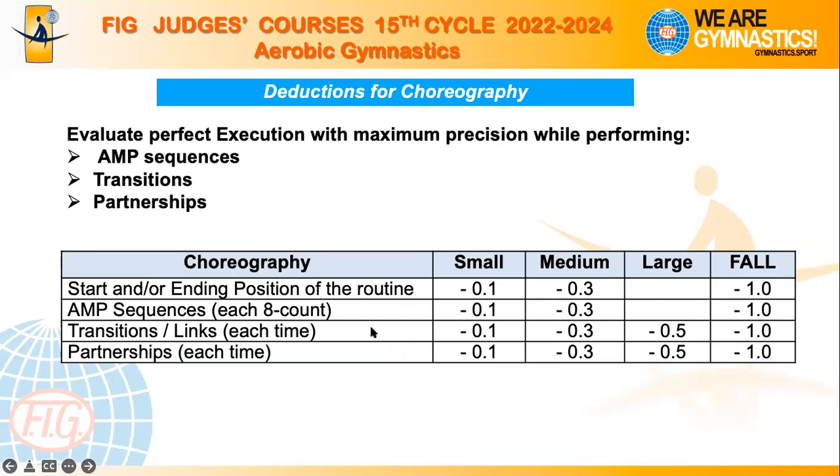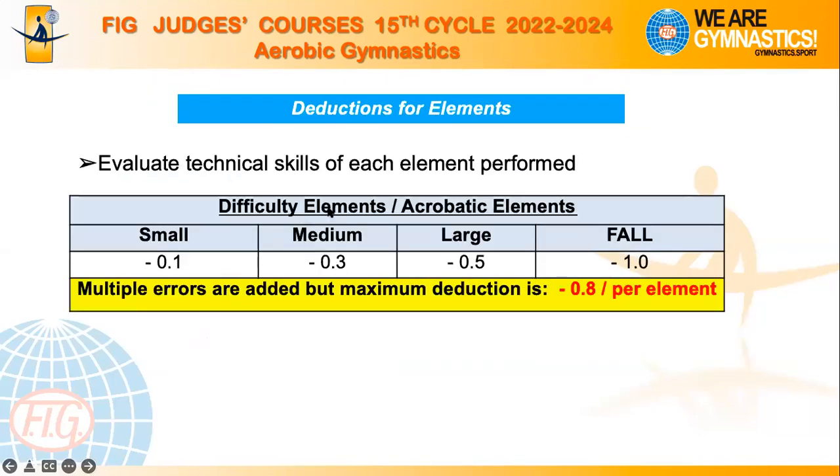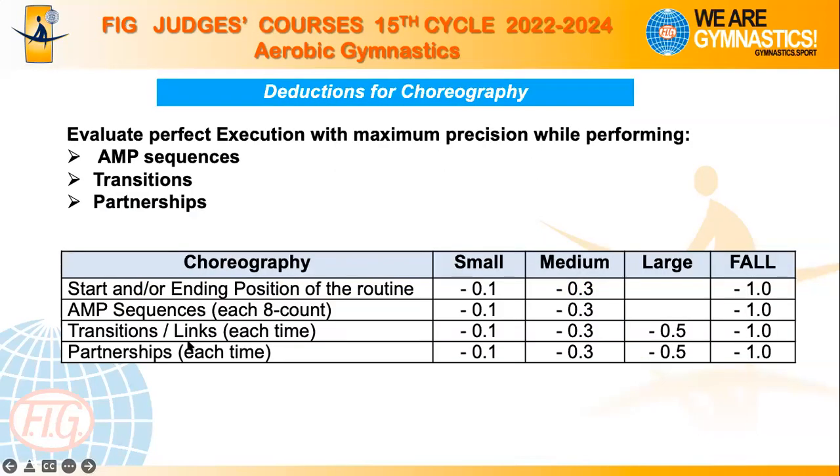Now, of course, if they use the acro elements for transitions, you will refer to elements here, this deduction. But if it's a link and transitions without acro elements, you refer to this, which is the same, but not the maximum of 0.8. Now, partnership, each time, collaborations and physical interactions, you can make 0.1, 0.3, 0.5, and 1. Okay.